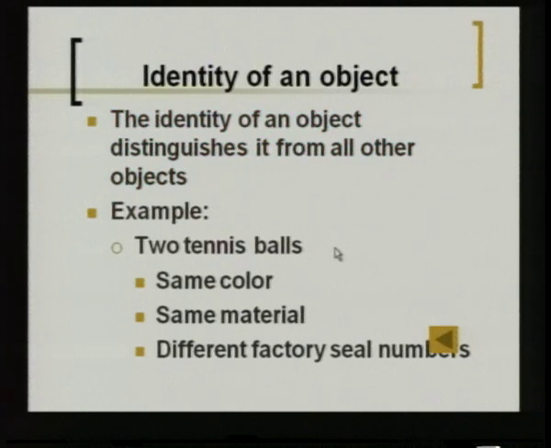So, an example is you can have two tennis balls, they mostly look alike, they have the same color, they have the same shape, mostly the same dimensions also, but they can have different companies which manufacture them, and even if one company is manufacturing them, they would have been manufactured on a different date or at a different time or in a different sequence. So, though the color, the material may be the same, the shape, dimensions may be the same, there will be some identity that differentiates one tennis ball from another.